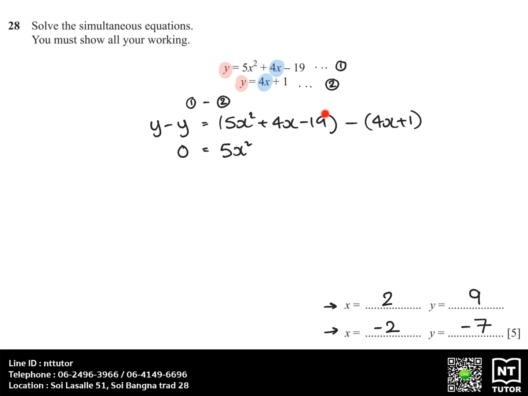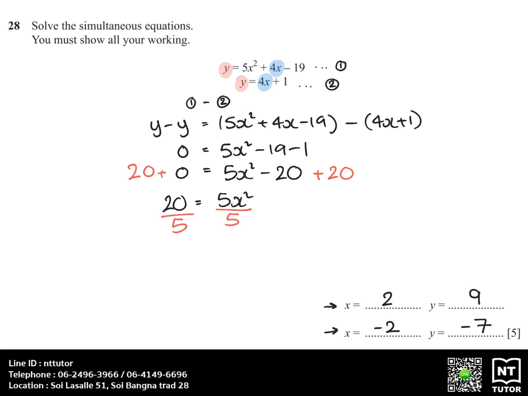And we also have minus 19 and minus 1 when we multiply the minus inside. So we have minus 19 minus 1, which is basically equal to 5x squared minus 20 equals 0 on the other side. So we can move 20 to the other side by doing plus 20 to this side and plus 20 to this side. So we have 20 equals 5x squared, and we can divide both sides by 5 to get rid of the 5 here, because 5 divided by 5 is equal to 1.